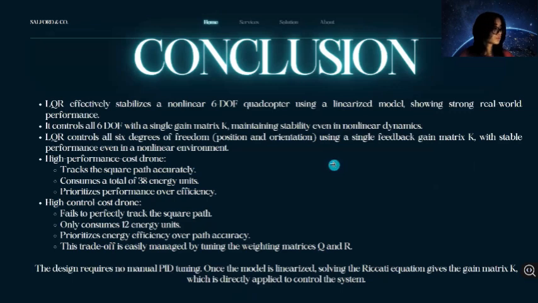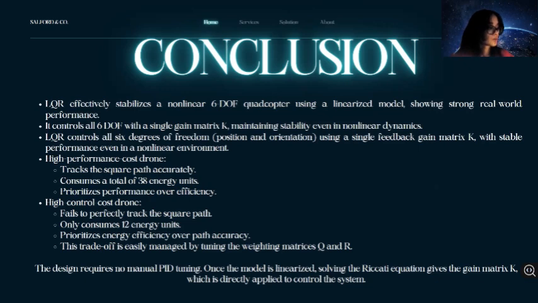Next, we're finally onto the conclusion. To conclude, the linear quadratic regulator has proven to be a simple yet effective strategy for stabilizing a nonlinear 6DOF quadcopter. Even though the controller is designed using a linearized version of the system, it performs robustly when tested on full nonlinear simulation. This shows its practical applicability. LQR uses a single feedback gain matrix to control all 6 states, both position and orientation, with stable performance even in a nonlinear environment. We tested 2 configurations.